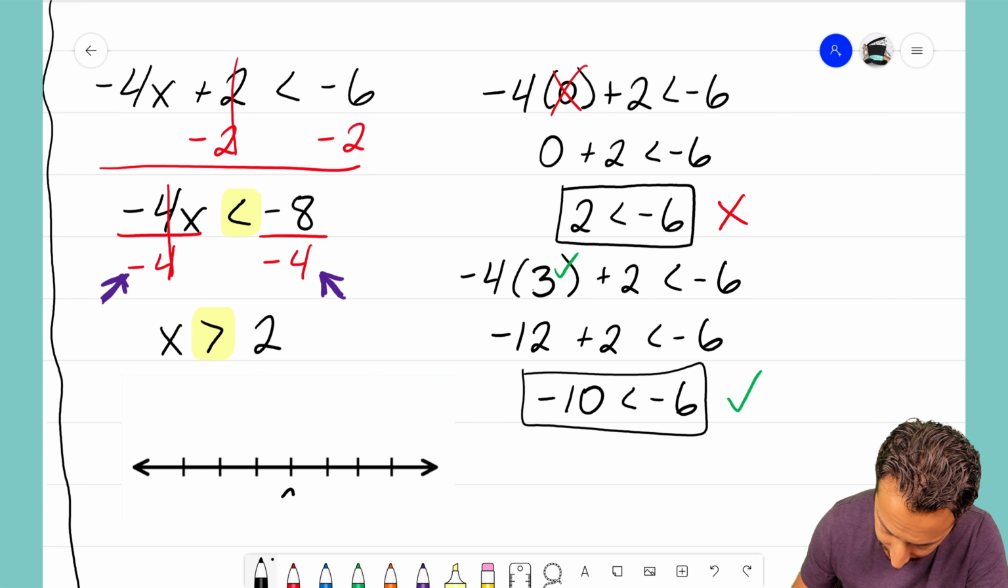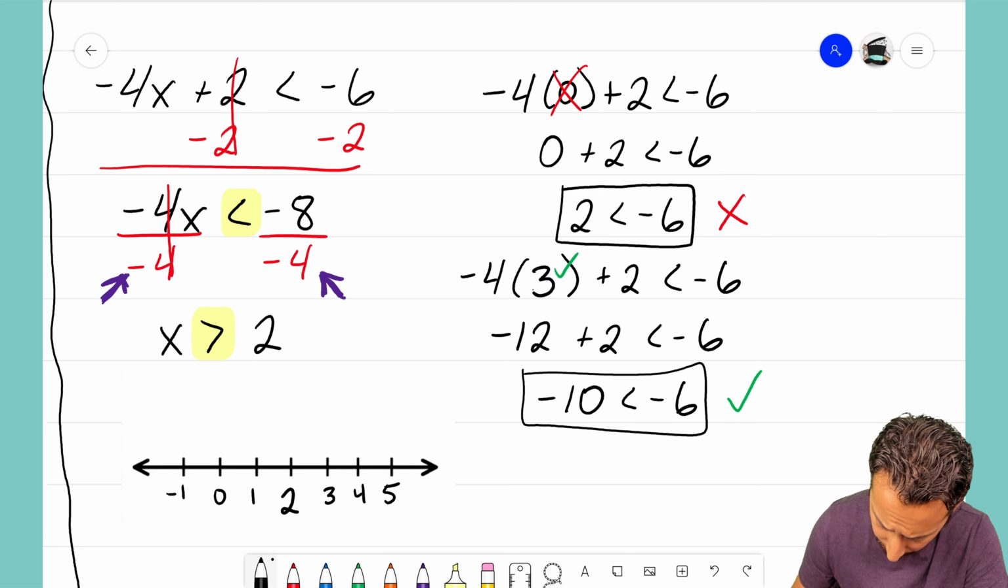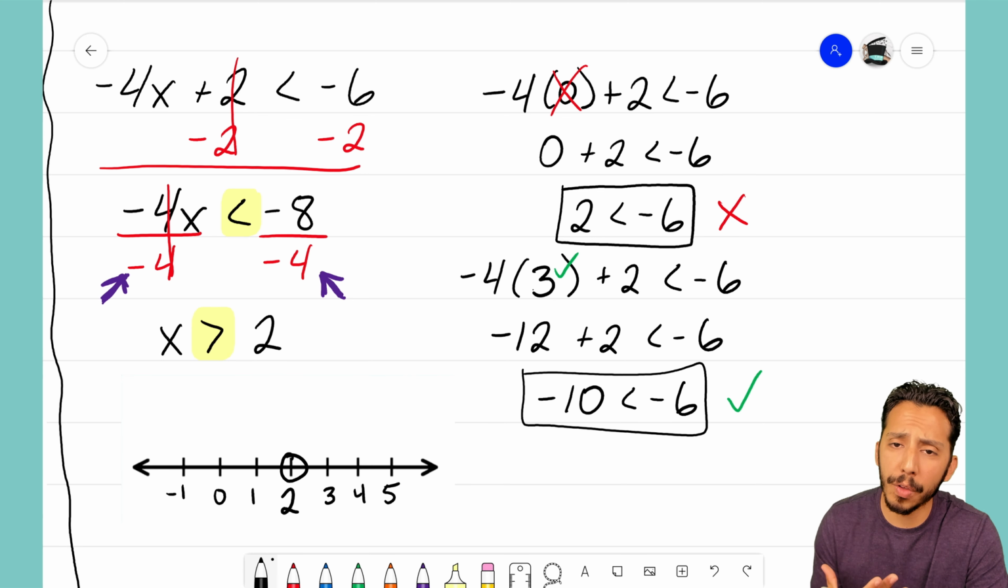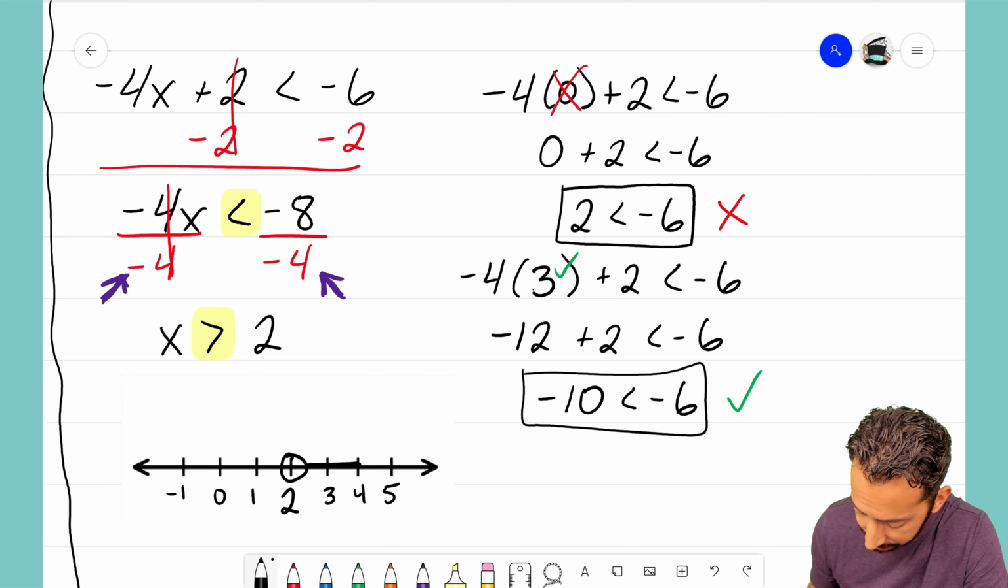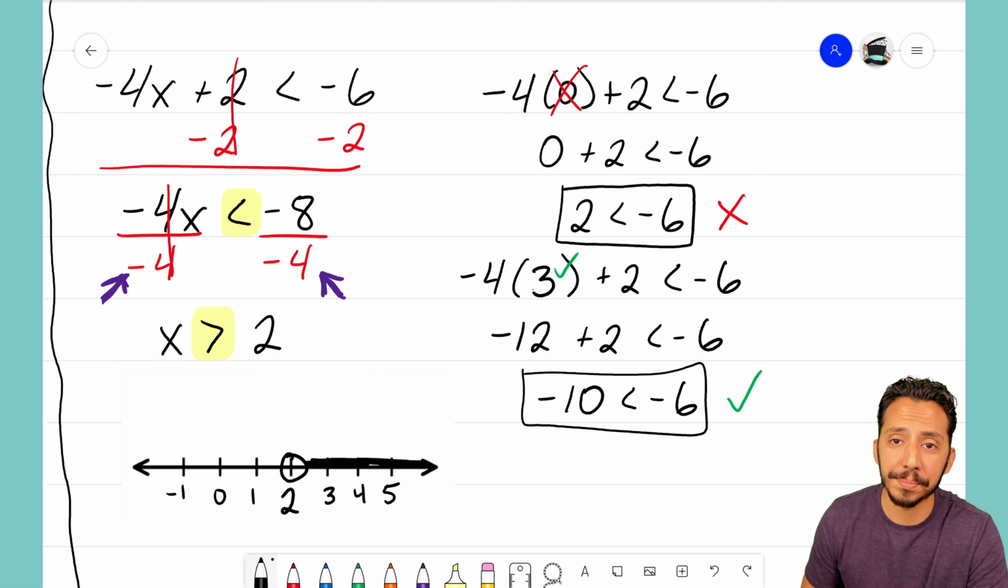Our final step here is now to write this as a number line. We know that 2 is the boundary point. There is no equal sign here in the inequality. It is greater than 2, so we know that we're going to have an open circle. All the numbers greater than 2, that's going to be all the numbers shaded to the right. Knowing that 3 did work. 3 over here worked because we got a check mark. 0 did not work. It gave us that false statement.